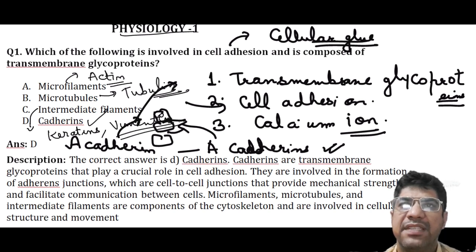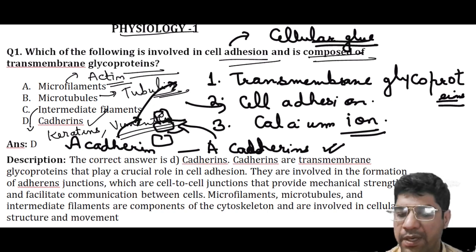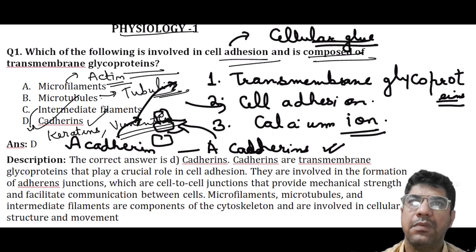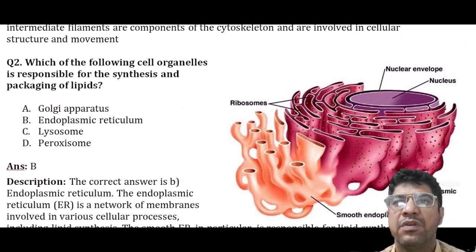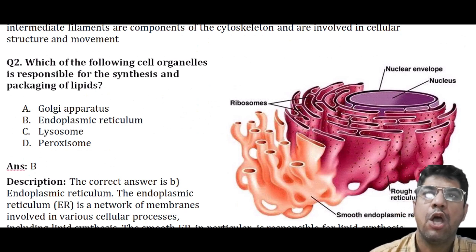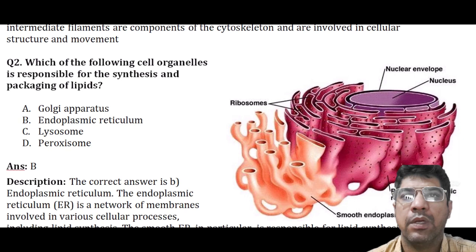So which of the following is involved in cell adhesion and is composed of transmembrane glycoprotein? The answer would be cadherins. Hope you understand that. Let us move to the next question. The next question is which of the following cell organelles is responsible for synthesis and packaging of lipids? The answer is endoplasmic reticulum.